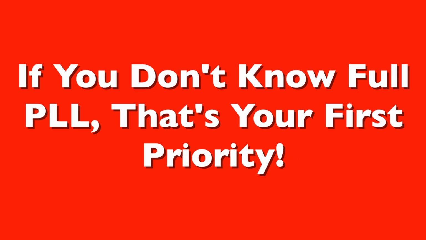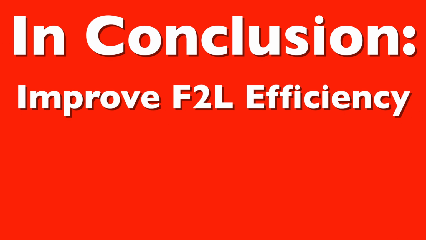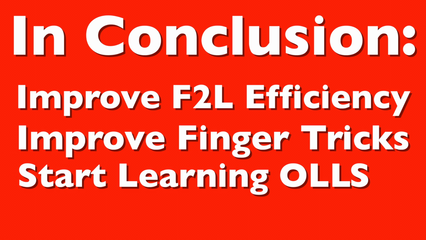Also, if you don't know full PLL yet, that should be your first priority. 2-look PLL wastes several seconds, and once you're sub 20, every second counts. So in conclusion, in order to improve beyond sub 20, you should make your F2L more efficient, improve your finger tricks, and start learning some OLLs.